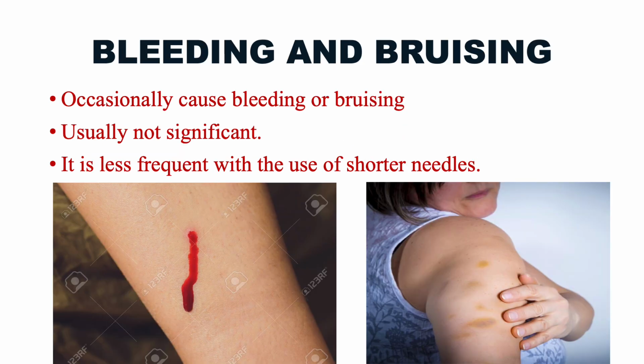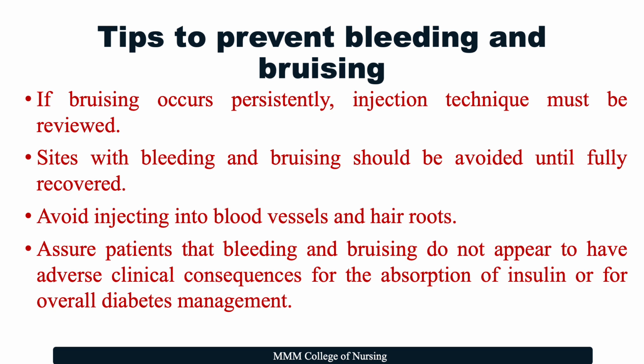Bleeding and bruising. Occasionally, there can be bleeding or bruising from the injection site. It is usually not significant and it is less frequent with the use of shorter needles. Let's look at the tips to prevent bleeding and bruising. If bruising occurs persistently, injection technique must be reviewed. Sites with bleeding and bruising should be avoided until fully recovered. Avoid injecting into blood vessels and hair roots. Assure patients that bleeding and bruising do not appear to have adverse clinical consequences for the absorption of insulin or for the overall diabetes management.